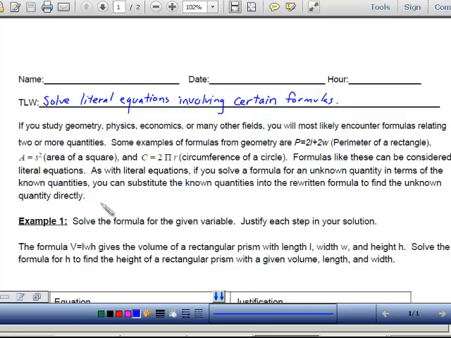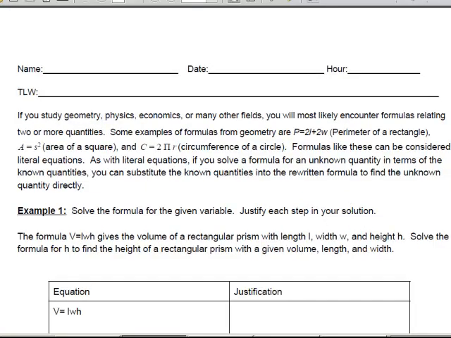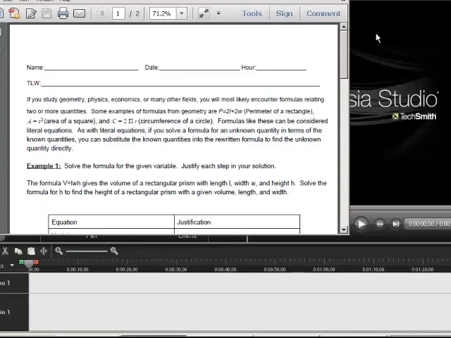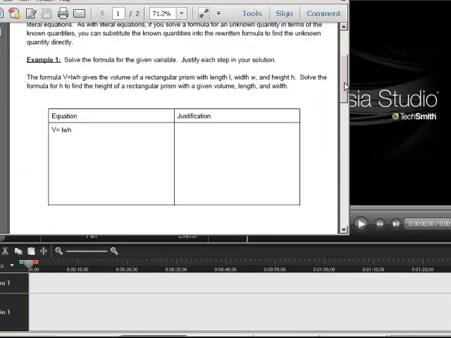So basically what we're going to be doing is we're going to be solving our literal equations with these specific formulas. So in each example, we're going to solve the formula for the given variable, and then we're going to justify our step for a solution. So if I scroll down here, let me scroll down.